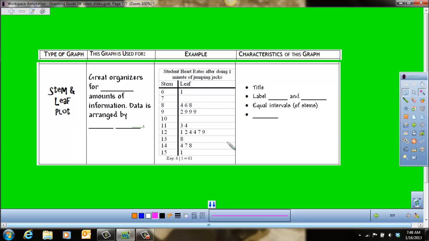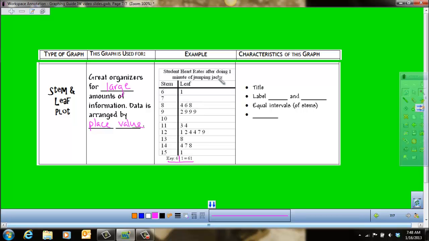The last one we're going to talk about is a stem and leaf plot. This might be new or maybe you've seen it before, but it's a great organizer for when you have large amounts of information. Data is arranged by place value. So in this example, you can see the key down here. If the 6 is on the left side, and then this is the line in between them, and then the 1, that means you have a 61.